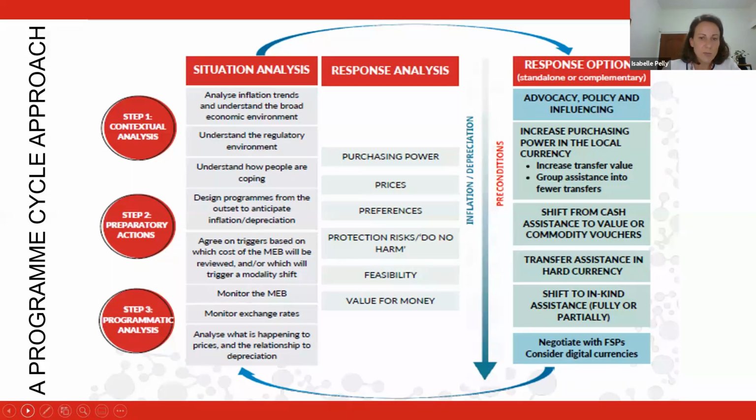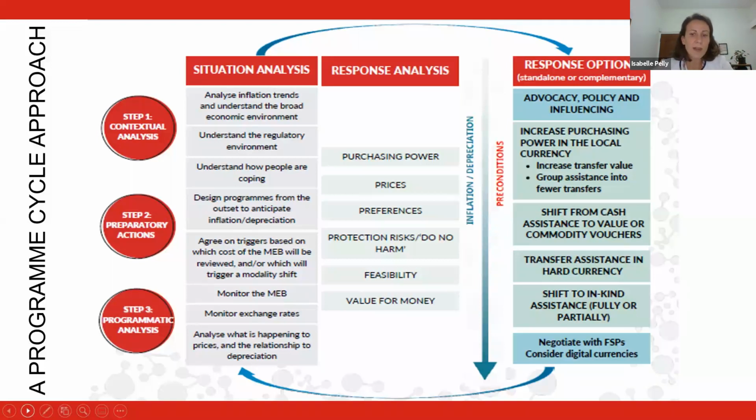So those key information points you can see on the screen are purchasing power, prices, preferences, protection risks, feasibility, and value for money. And we really insist on this process being repeated on an ongoing basis as part of ongoing continuous situation analysis. And then the response options are the outcome of the response analysis. The idea is that they can be considered at program design stage, as well as throughout program implementation, and they can be standalone or complementary. We really emphasize that this needs to be an iterative process.